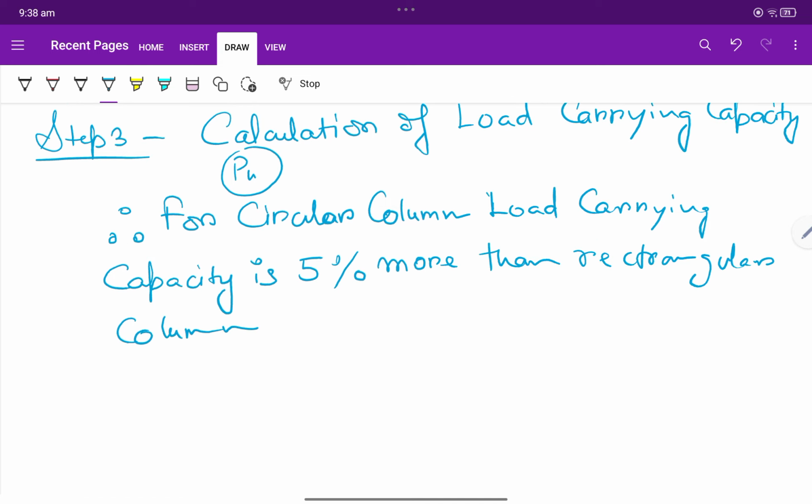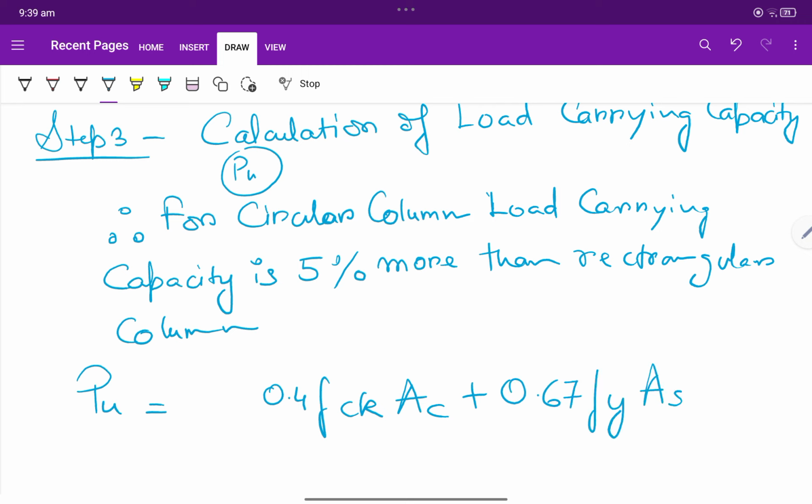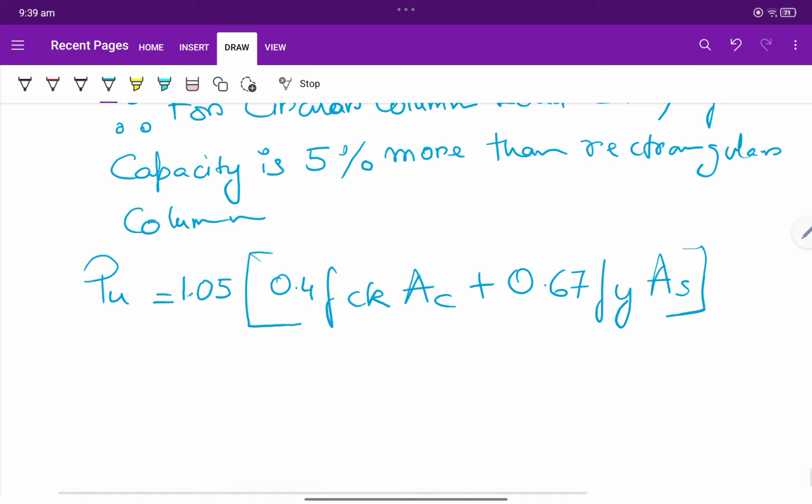Now the main thing comes here: we have to change the formula. We know the previous formula was 0.4 fck Ac, area of concrete, plus 0.67 fy Asc, area of steel. 5% more means 1.05, so we multiply it by 1.05. This is the formula for the load carrying capacity of the circular column. Here Ac is the area of concrete.